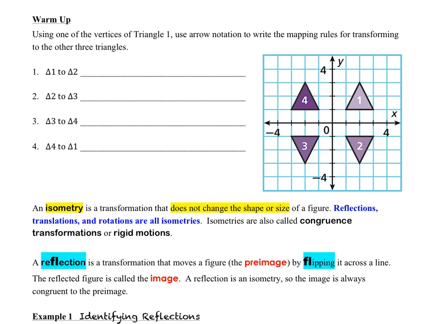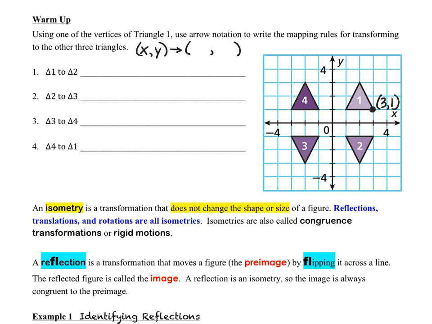So knowing what a mapping rule is supposed to look like, starting with point X, Y and mapping to some indication of what's going to happen to the original X and what's going to happen to the original Y for us to go from one triangle to the other or one point to another. In this case, we're going from triangle 1 to triangle 2. So let's pick a point to use. And I'm going to choose that lower right-hand corner, which is located at 3, 1.